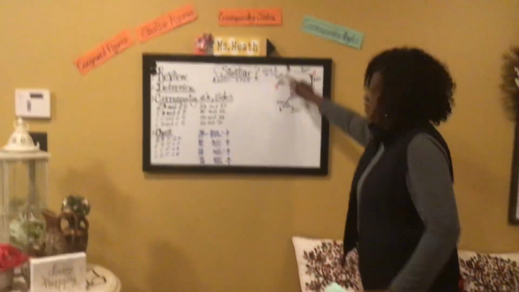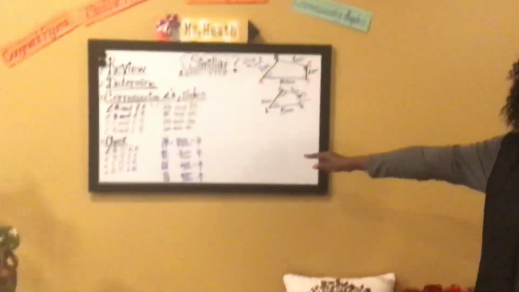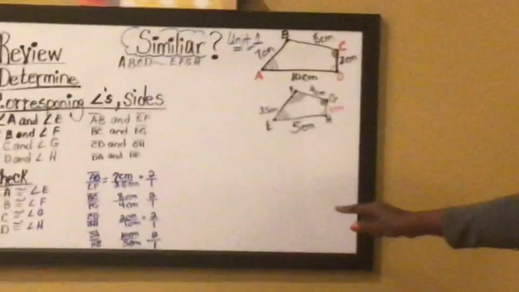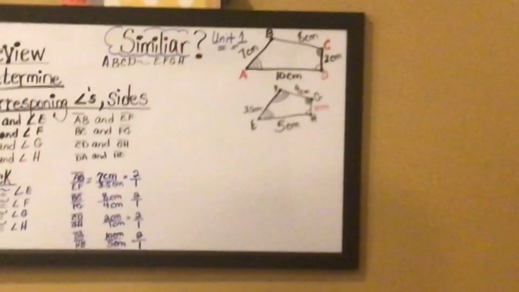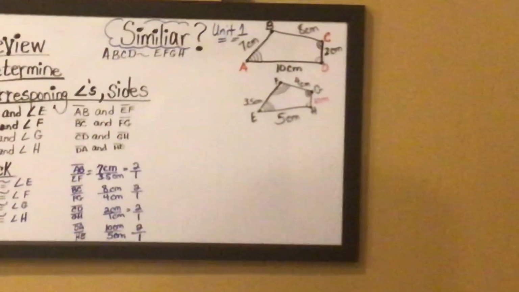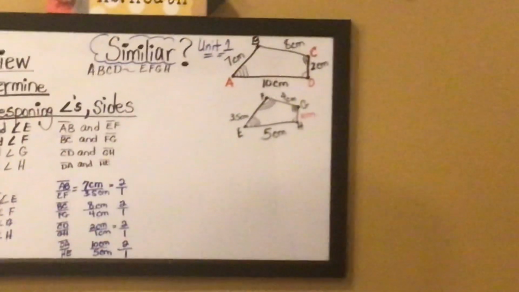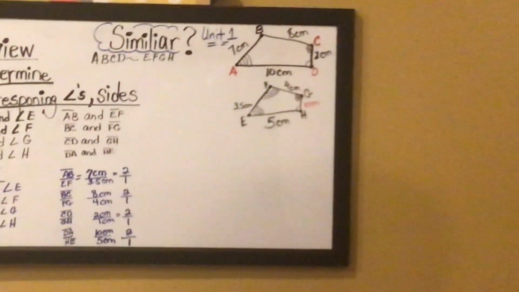Now let's take a look. I want you to notice that these figures are already lined up. Take a look at that, and you can see that those are lined up, which makes it easier to identify the corresponding angles and the corresponding sides. But that isn't always the case.